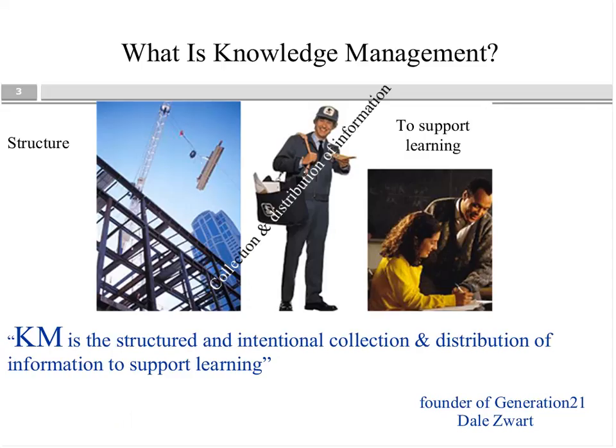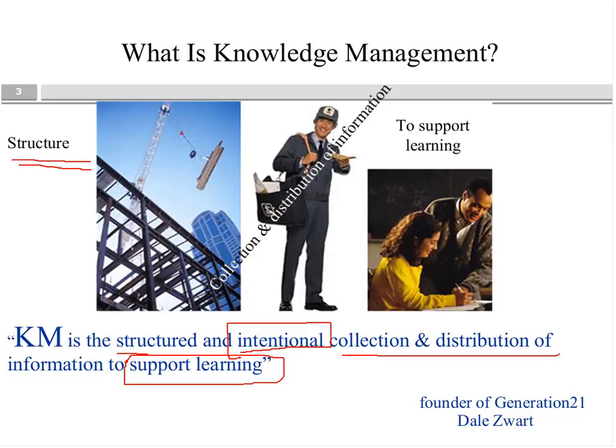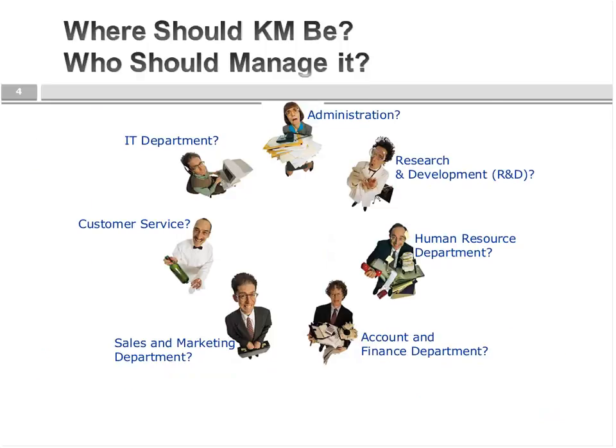So what is actually knowledge management? Knowledge management is the structured and intentional collection and distribution of information to support learning. So these are the elements involved: the element of structure, which you see here, and it is intentional. Intentional means you want to do that. It doesn't happen by chance. Collection and distribution of information. But what is the purpose of knowledge management? To support learning. About the purpose, we will discuss this in later slides. But for now, you have to know that we manage knowledge to support learning.